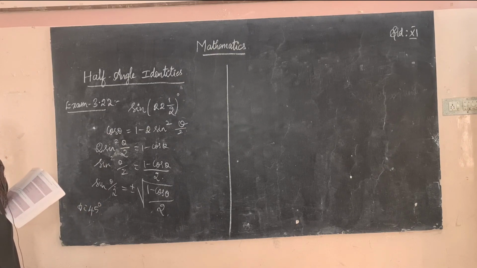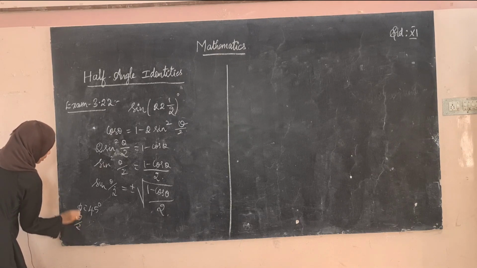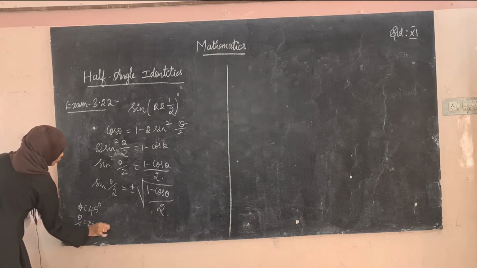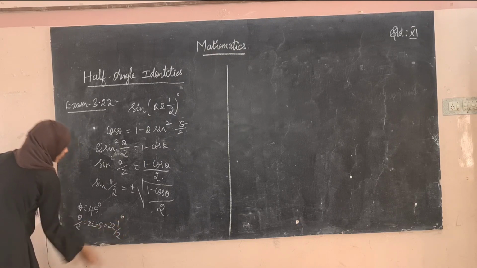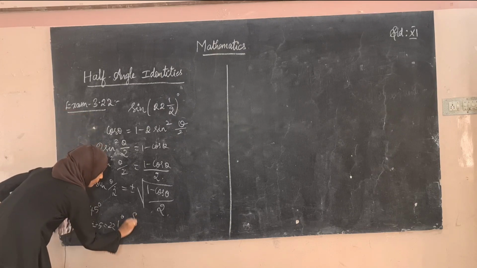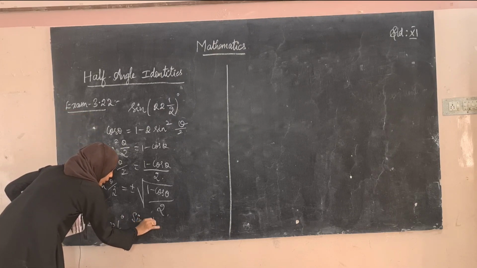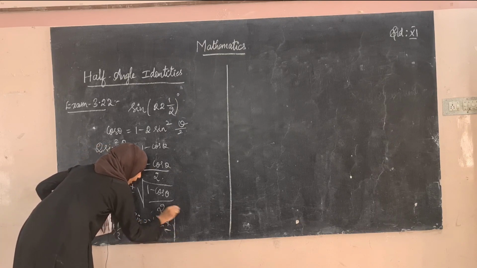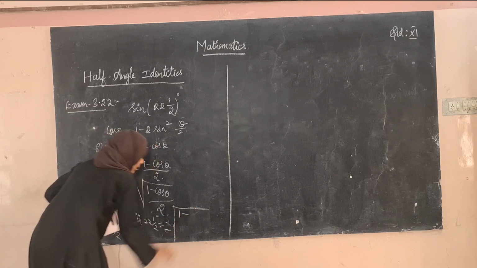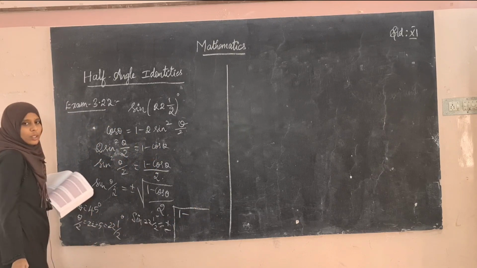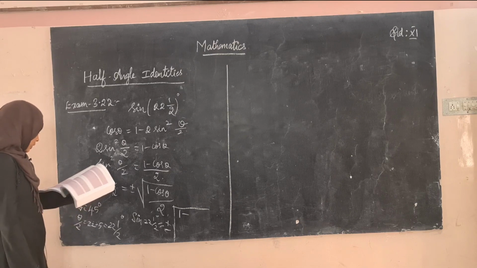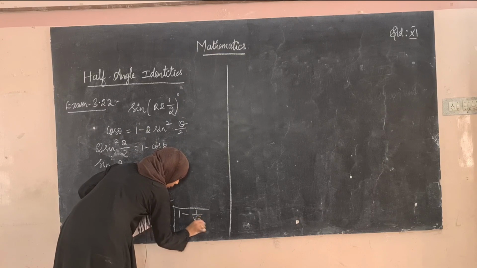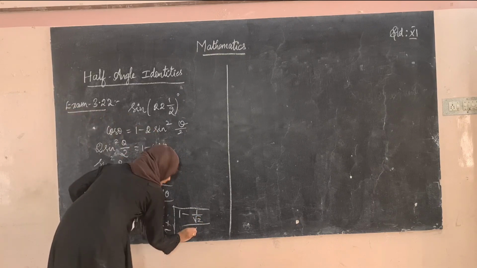What is 45 degree divided by 2? What is theta divided by 2? Theta divided by 2 is 22.5 degree. So substitute in this formula: sin 22.5 degree is equal to plus or minus square root of 1 minus, what is theta? It is 45 degree. What is cos theta? It is 1 by root 2. So cos 45 degree is 1 by root 2, divided by 2.